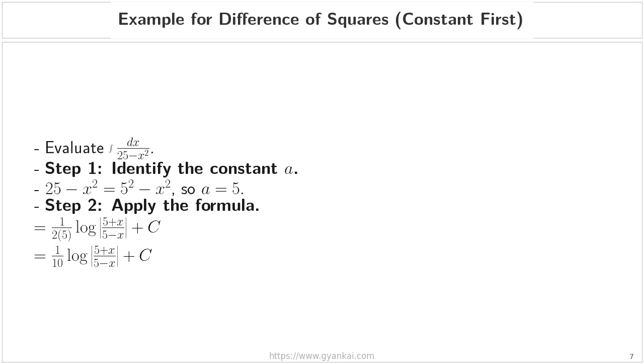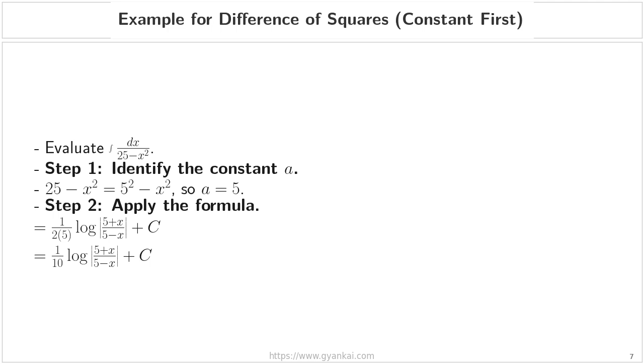The formula is 1 over 2a times the natural logarithm of the absolute value of a plus x divided by a minus x, plus the constant of integration. So, let's substitute a equals 5 into the formula. That gives us 1 over 2 times 5, which is 1 over 10, multiplied by the natural logarithm of the absolute value of 5 plus x, divided by 5 minus x, plus c.